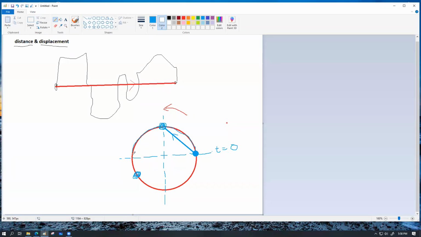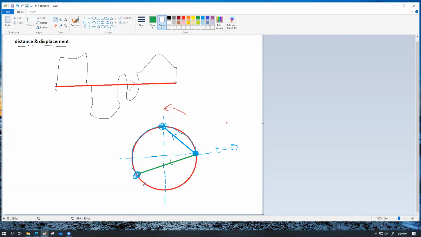This entire thing would be the distance covered, whereas the displacement in this case is going to be the linear distance from the start to the end. So that's going to be our displacement, in the direction from starting to end. So this is our displacement, which interestingly tells us one more thing.